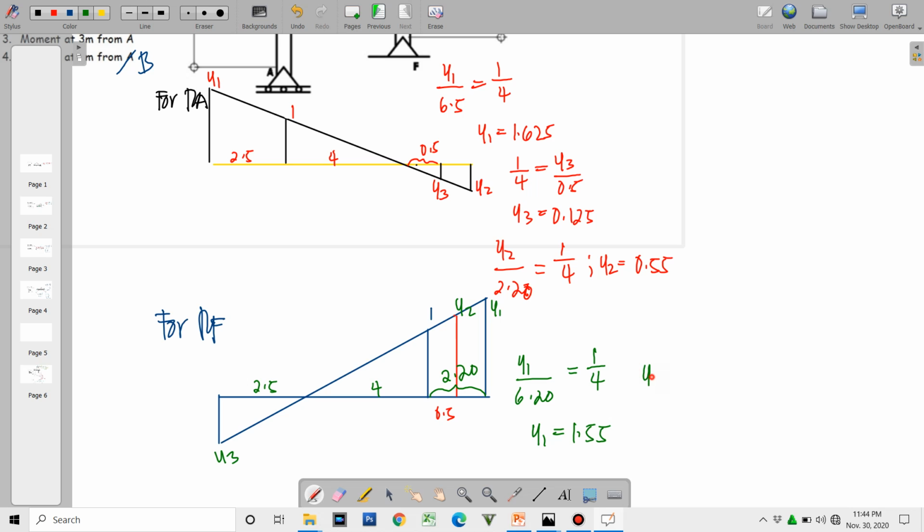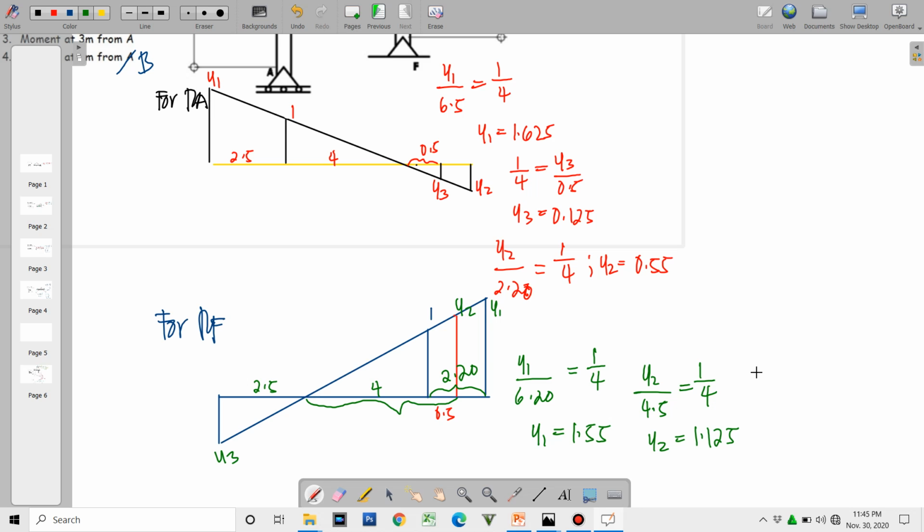So for y2, so y2 is to 4.5. Okay, so this one, that is 4.5 as 2, 1 is to 4. So therefore, y2 is 4.5 divided by 4. That is 1.125.